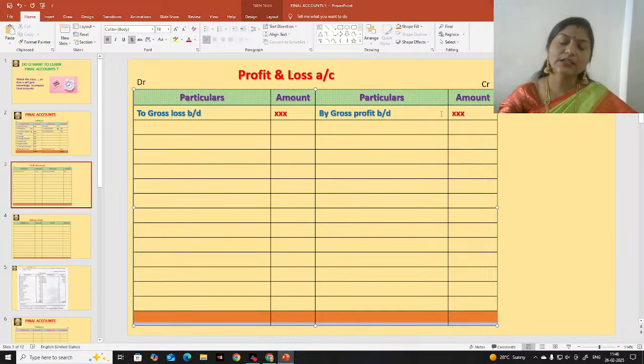Okay, so next we should know the items that actually come in the profit and loss account. In the profit and loss account we record the items related to office expenses and selling and distribution expenses. On the debit side we record only expenses, students. Debit side we write expenses, credit side we write incomes. Always remember, in the profit and loss account, debit side means this side, left side. Okay, so debit side we record expenses, and credit side we record all incomes.